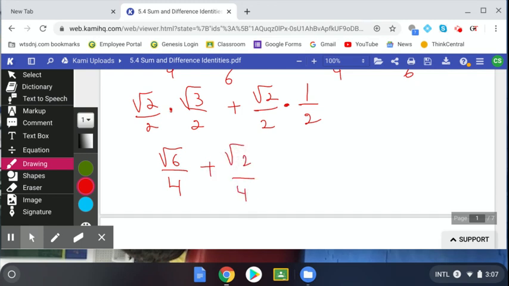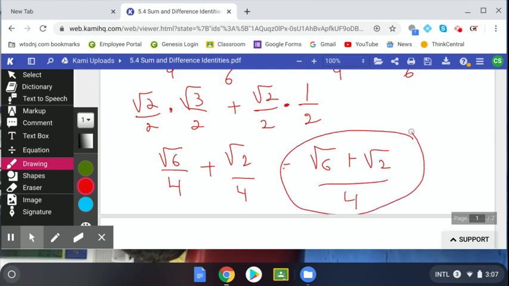Well, I guess I'm going to get the same answer as before, perhaps. Yeah. So it's equal to square root of 6 plus square root of 2 over 4. That is my answer in exact form.